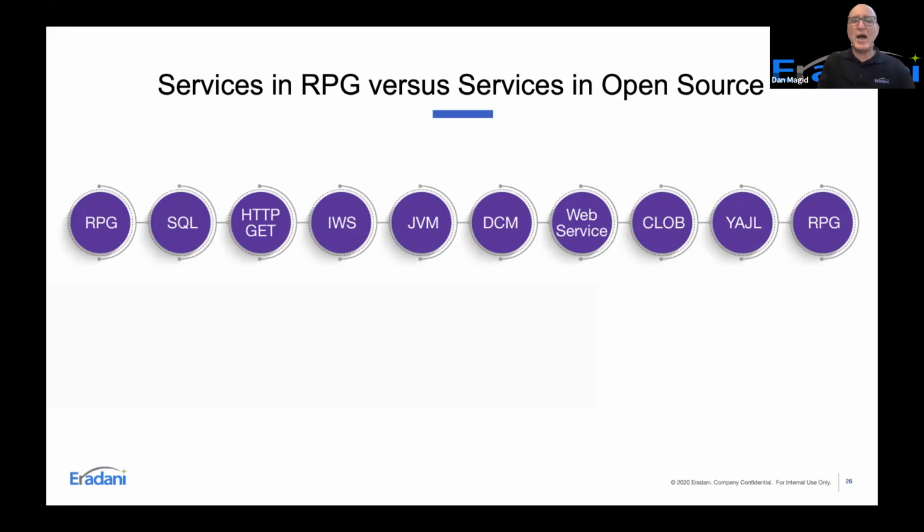And then you're running through IWS, you're starting the JVM to actually run the calls. You've got to use the digital certificate manager to manage the certificates for security. You run the web service, you get the data back and put it in the DB2 database, and then you have to use something like YAJL to try to parse the JSON and then send it back to your RPG.